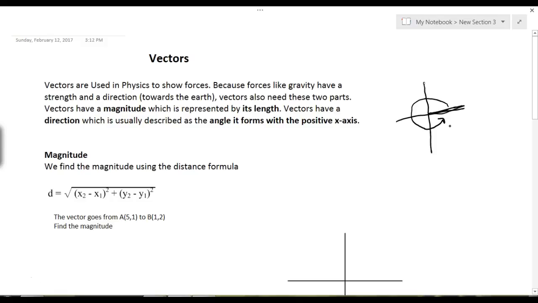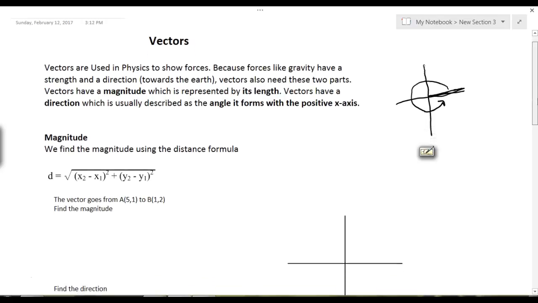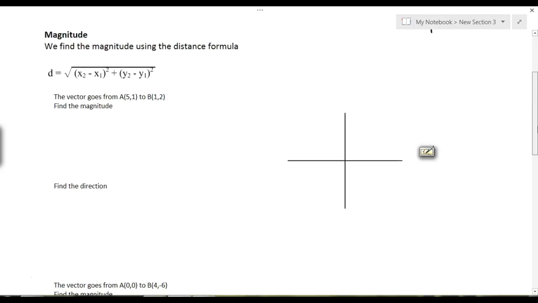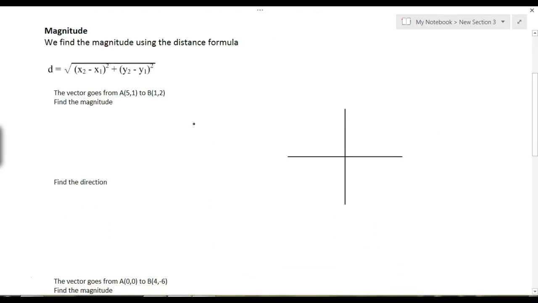So let's go ahead and look at two examples where we can find the magnitude and the direction. Our first one over here is vector AB, because it goes from A to B. I'm going to use my distance formula to find the magnitude. You can see I wrote my distance formula up here.